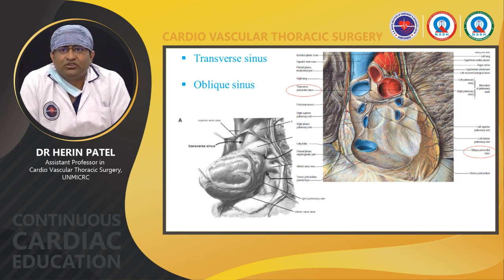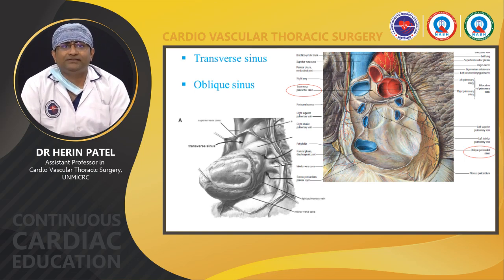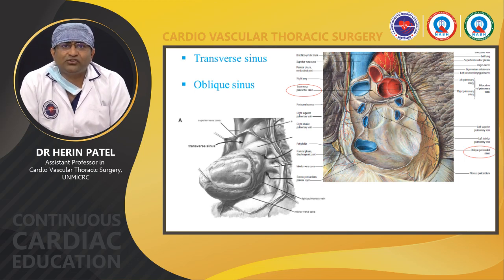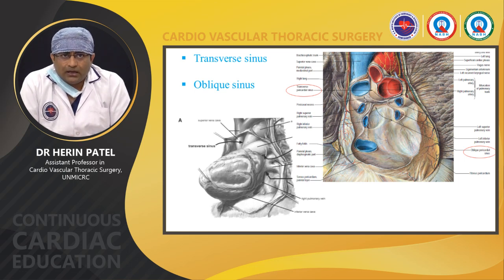Another picture showing the same, the transverse sinus and the oblique sinus. The surgical importance of the transverse sinus is that while doing surgeries like arterial switch operation, where we need to dissect the aorta and the main pulmonary artery, the transverse sinus is dissected. Usually the transverse sinus is filled with areolar tissue, which is dissected for the mobilization of the MPA and the mobilization of the aorta.